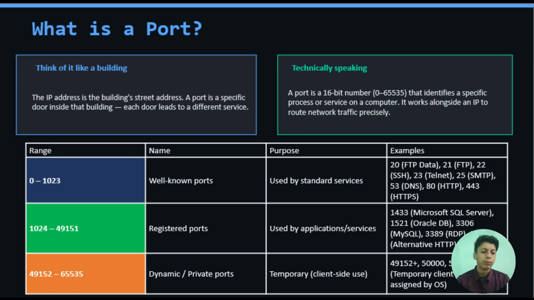For example, 1433 is used by Microsoft SQL Server, 1521 is used by Oracle DB, and 49152 to 65535 are known as dynamic or private ports. They are for temporary client-side use. For example, 49,152 to 55,000.